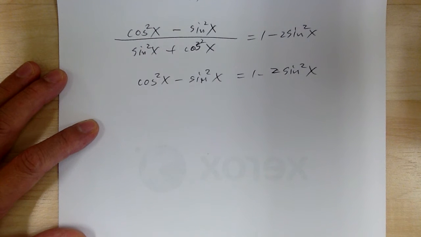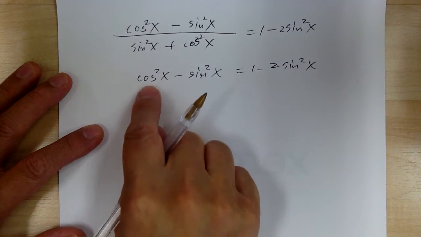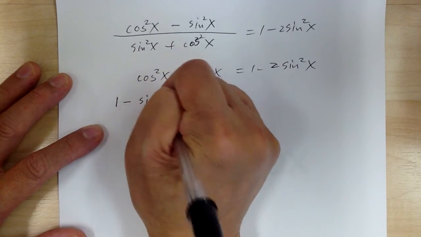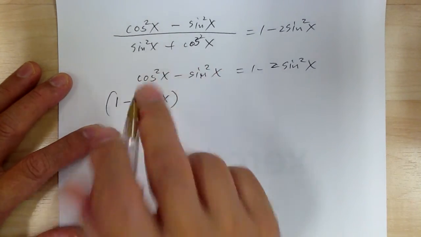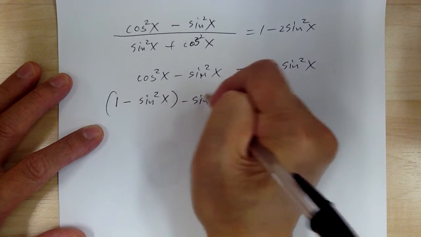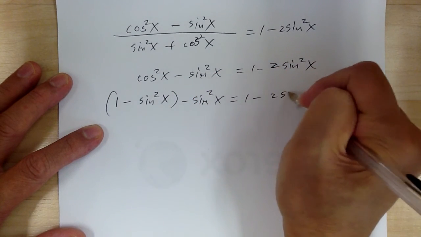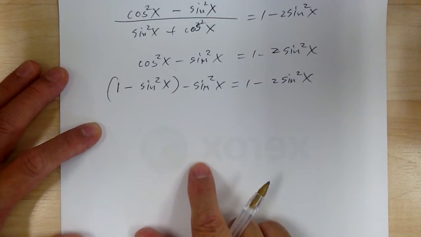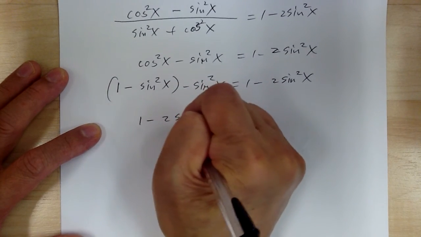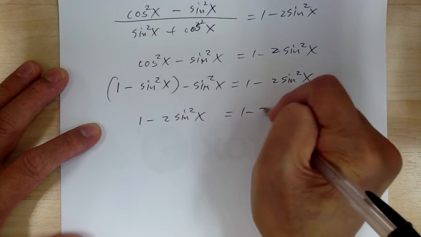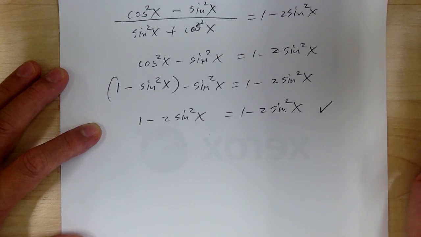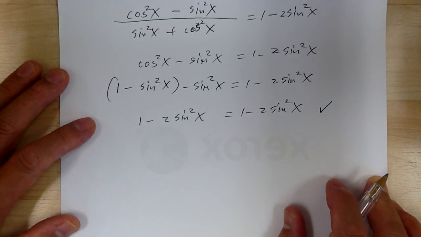As soon as you see sine squared or cosine squared, you have to think about the Pythagorean identity. So you have to convert these. Cosine squared is equal to 1 minus sine squared x. That's what this is equal to. You have to be flexible with that identity. And then from here, you can put this together. So you're going to get 1 minus 2 sine squared x equal to 1 minus 2 sine squared x. And that's it. Check mark, and you're done. Okay? So that's how you do the verifying.